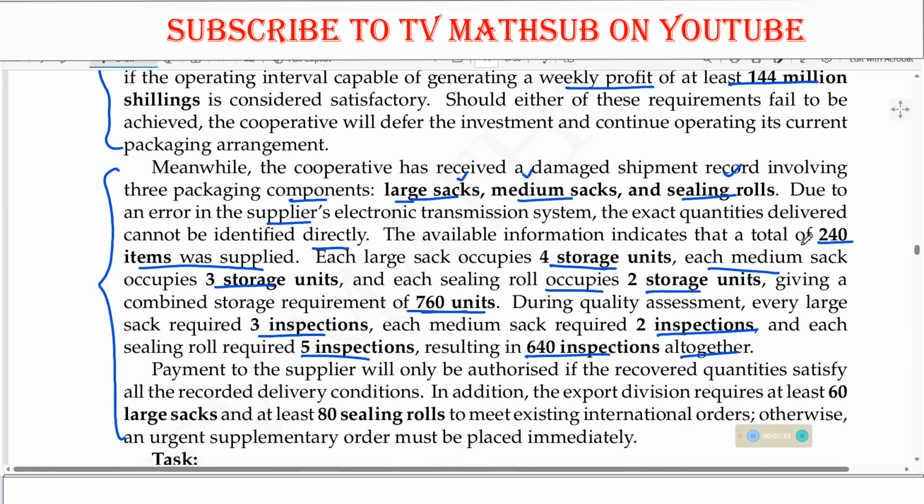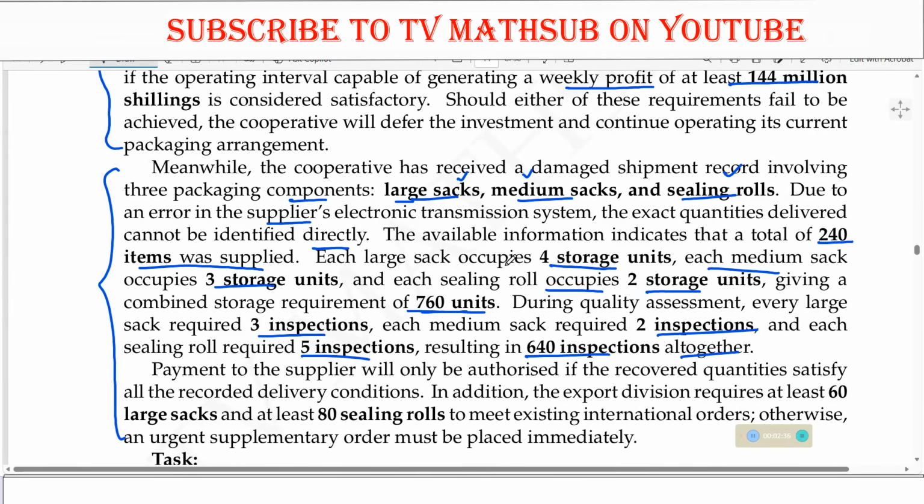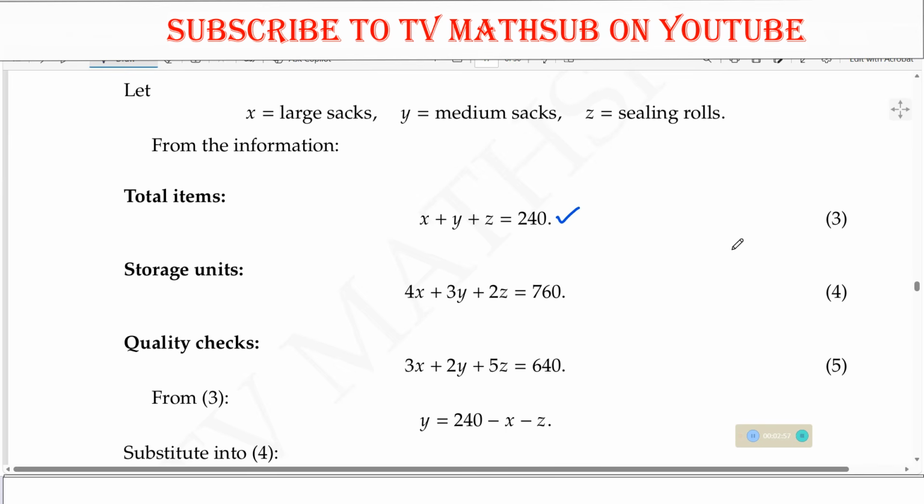For storage units, they told us that each large sack occupies this, and remember we have X large sacks. So if each large sack occupies these units, then the total units occupied by all the sacks will be 4 times X, plus 3 times Y, plus 2 times Z, giving us a total of this. So that will be our equation number 4.